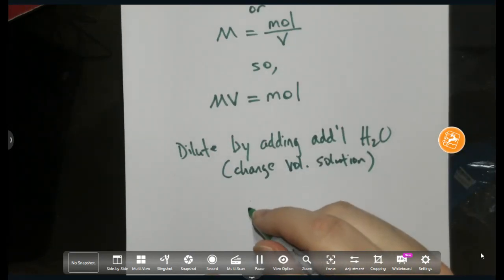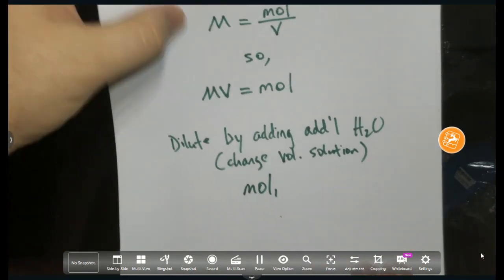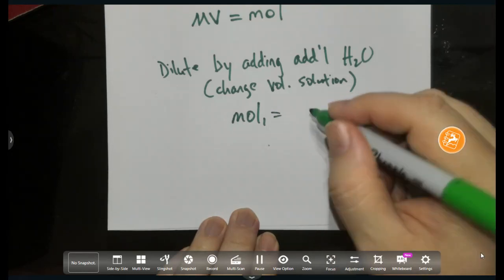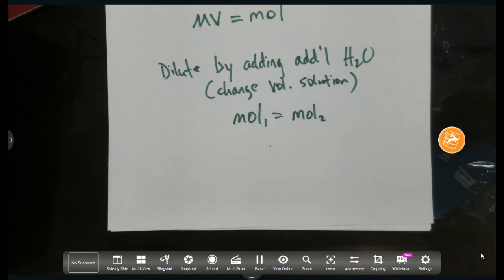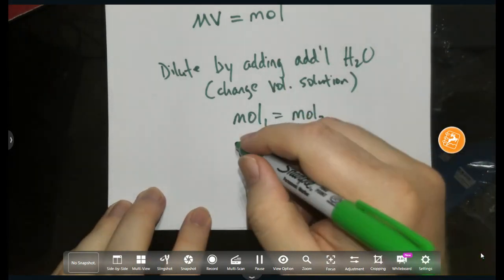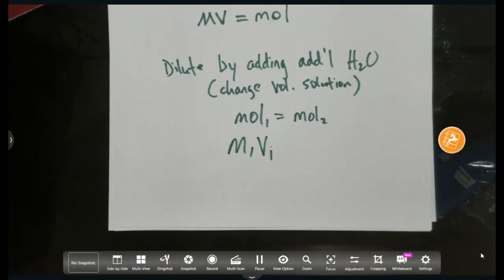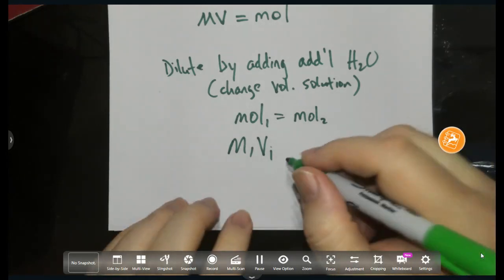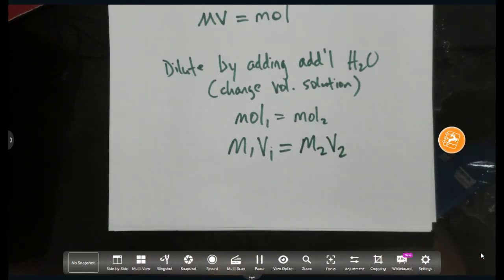If I have the moles of a solution before I add water to it to dilute it, then after I add the water, the moles are still constant. I just add water. Nothing else has changed. And now from this relationship here, I can sub in the molarity times the volume before I add the water, we'll call it concentrated, will equal the molarity times the volume after I add the water, which is now dilute.